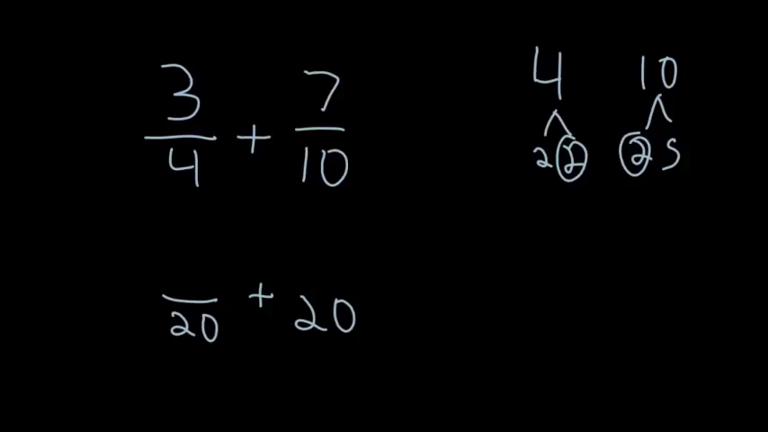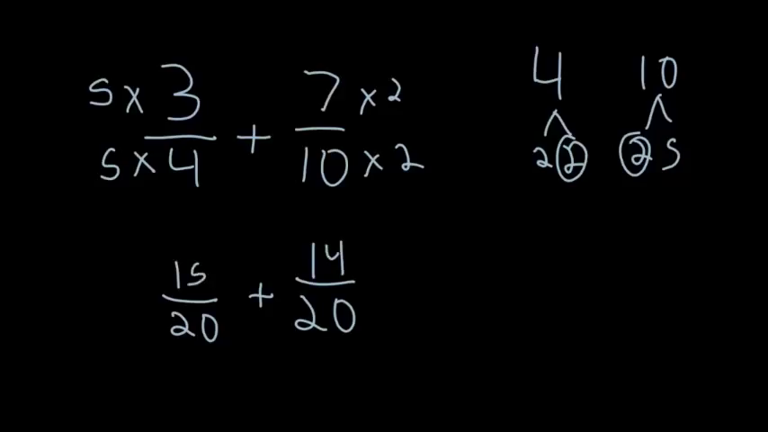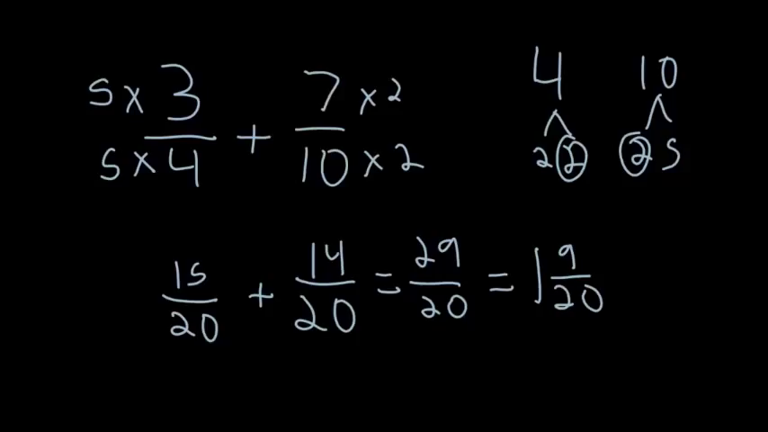And so 3/4 would be times 5 to get 20, and 7/10 would be times 2. So 7 times 2 is 14, 5 times 3 is 15. We add these up, 15 plus 14 would be 29 over 20. And then make that a mixed number. 20 will go into 29 once with 9 left over. So it would be 1 and 9/20.